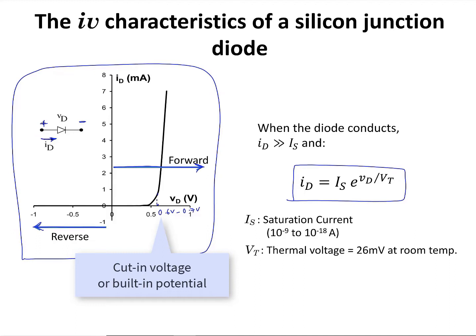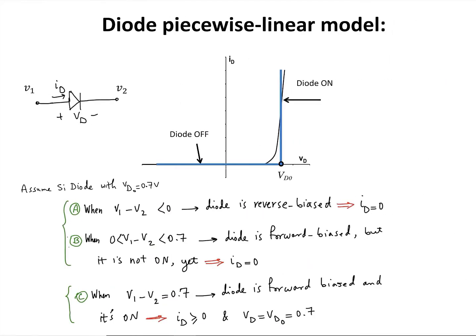In EC65, we are not going to use a nonlinear IV equation for the diode. Instead, we are going to use a linear model for these equations. So, the diode piecewise linear model consists of two lines, one for the case that the diode is off and one for the case that the diode is on. In the piecewise linear model, we're going to assume that ID is equal to 0 when the diode is off, which is the equation for this line. And when the diode is on, VD is equal to VD naught, which is the equation for the second line.